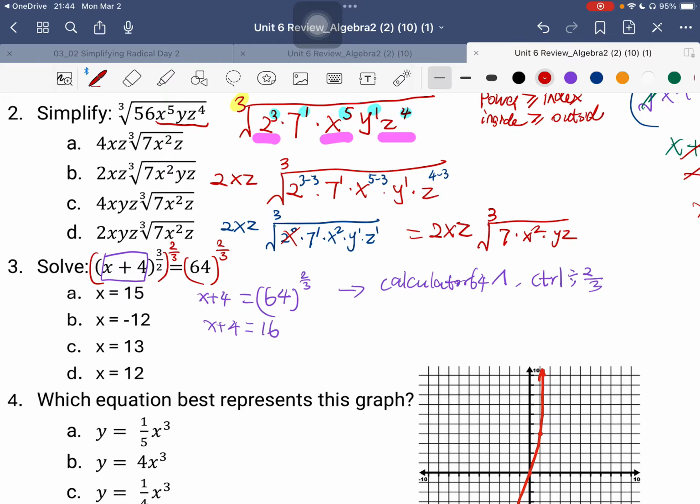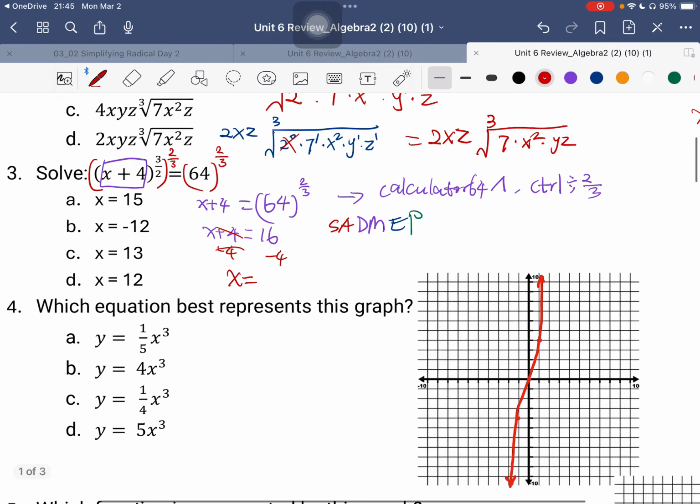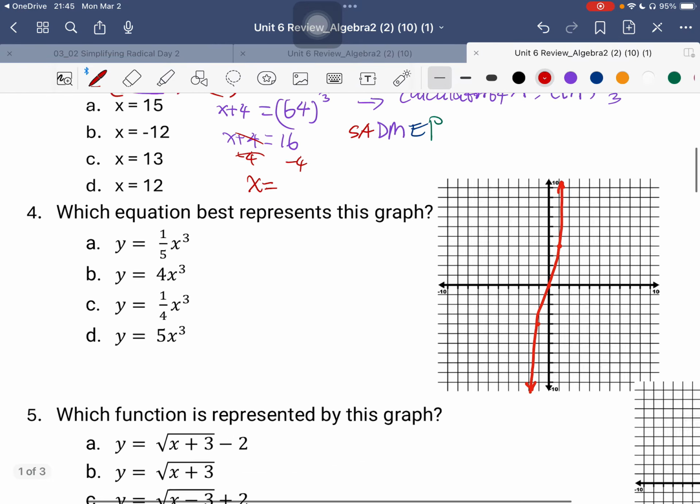And then you need to leave x alone. You're using SETMAP to leave x alone. So basically you're just subtracting 4 on both sides. And x should be 16 minus 4. Pick your final answer.